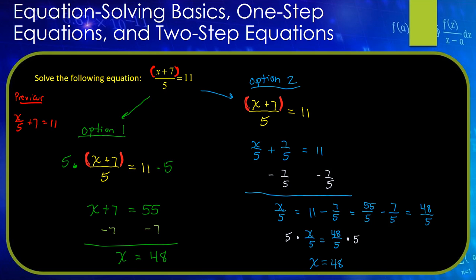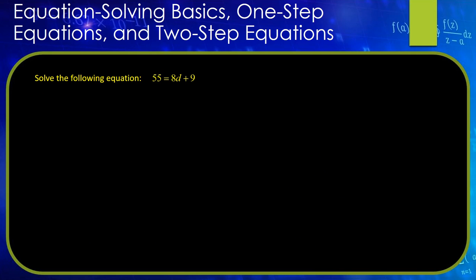So the very last one that we're going to be looking at in this practice is 55 equals 8d plus 9. So give it a try and we'll go over it. Okay, so 55 equals 8d plus 9. Now, again, I'm going to add the extra step because it's my preference. I prefer having the variable I'm solving for on the left. So I'm going to change this to 8d plus 9 equaling 55.